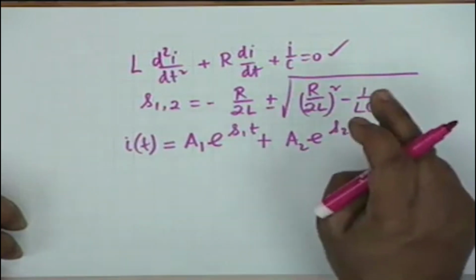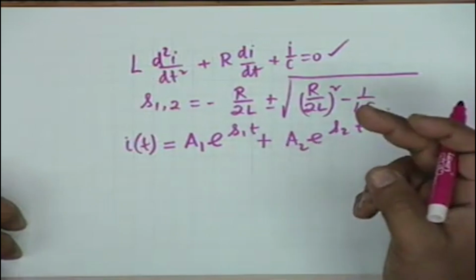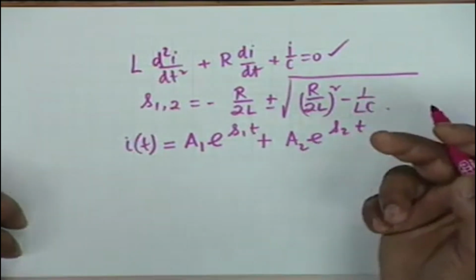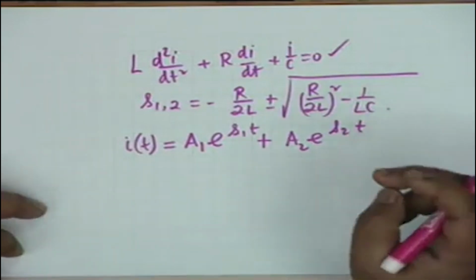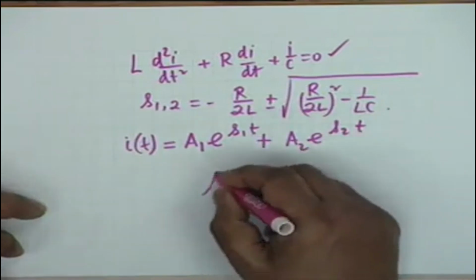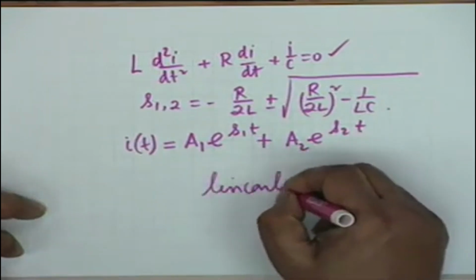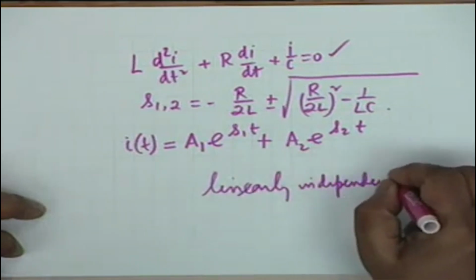We see that indeed it is of the correct form, but it does not satisfy the initial conditions. Therefore, why is it so? Because it is a second order circuit, and therefore there must be two linearly independent solutions. Is this phrase known to you? What does linear independence mean?